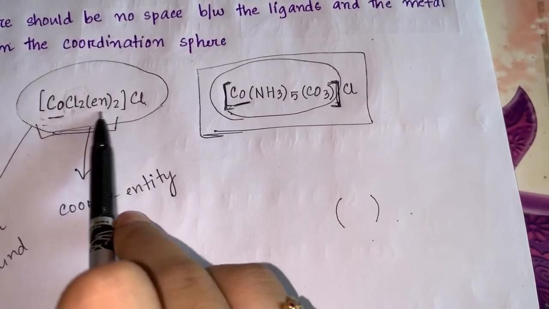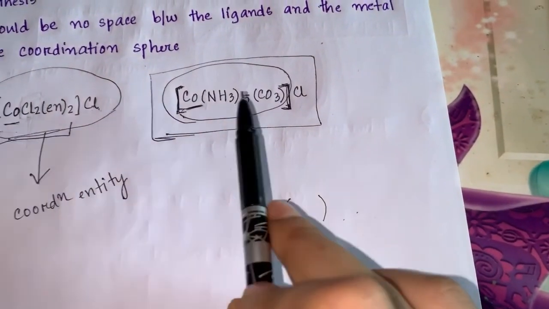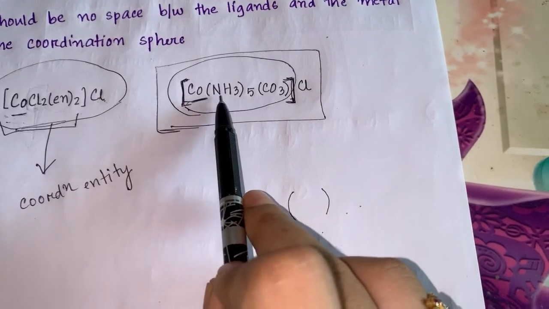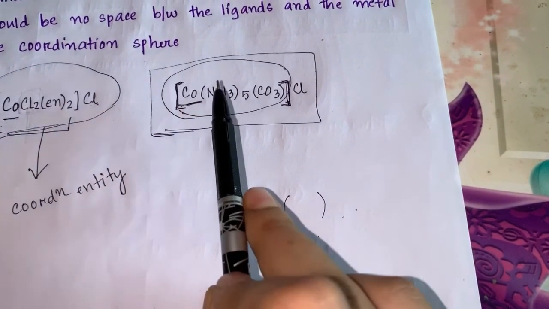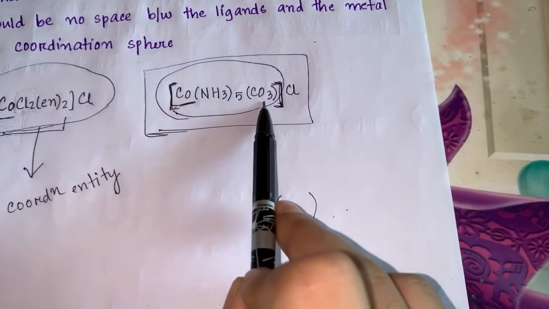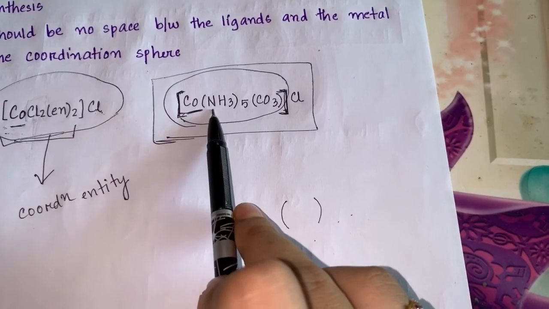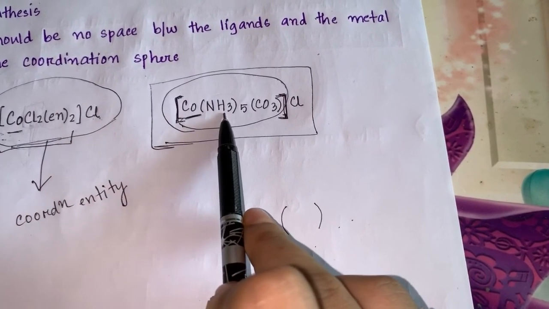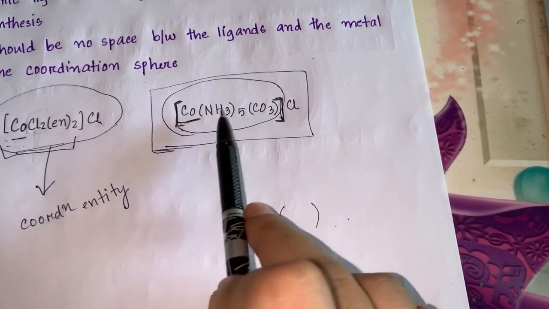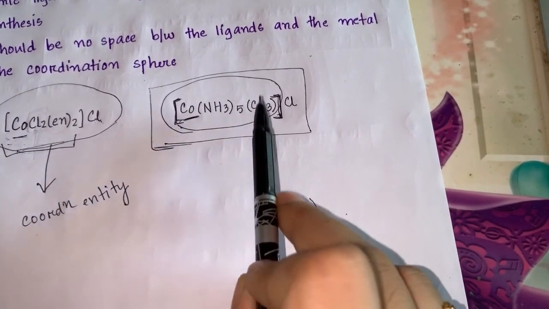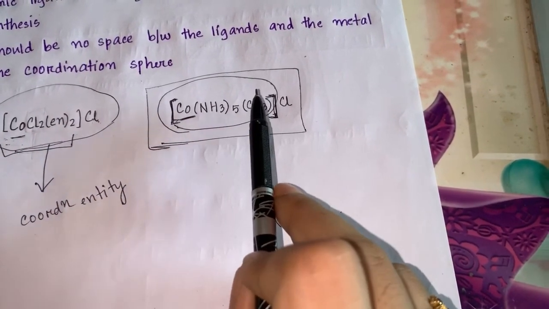But when you can see like this one, we'll discuss it later. Let's move to this one. Here we can see ammonia, it is a polyatomic ligand. Carbonate is also a polyatomic ligand. This one is made up of 1 nitrogen and 3 hydrogen. This one is made up of 1 carbon and 3 oxygen. So these two are different types of polyatomic ligands.